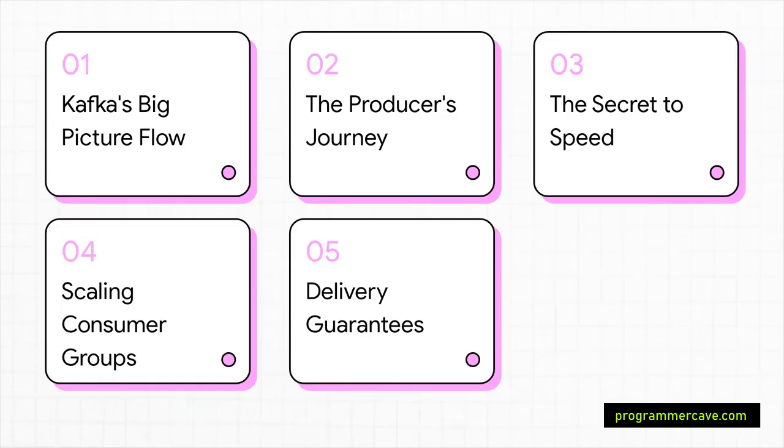First, we'll get that 30,000-foot view of a message's life cycle. Then we're going to zoom right in on how producers send data. After that, we'll uncover how brokers store it so incredibly fast. Next up is how consumers scale up to read it all. And finally, we'll talk about the delivery guarantees that make Kafka so reliable.